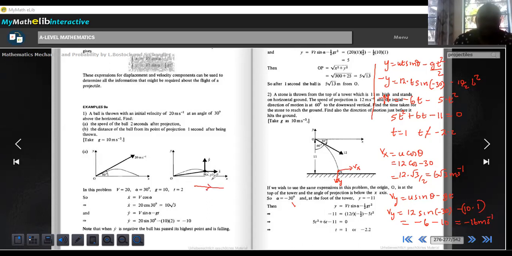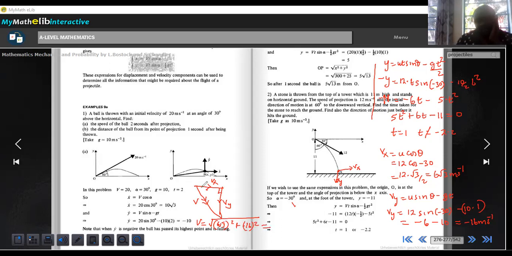the Vx, then we have the Vy going down, then you get the resultant, V. So the velocity is the square root of 6 root 3 squared plus negative 16 squared. What answer do we get?